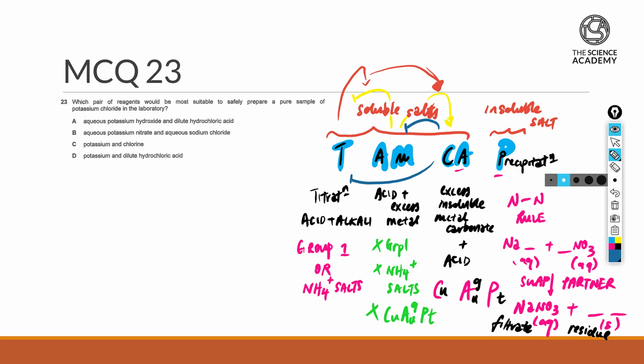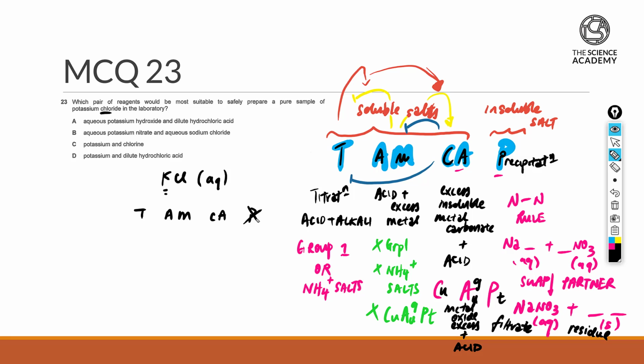Now, some schools also give an alternate method that instead of using excess insoluble metal carbonate, this method could be done using a metal oxide in excess plus acid. So with such a big summary, we are tasked to create a pure sample of potassium chloride. Now, potassium chloride, investigating its solubility, is actually an aqueous salt because all potassium salts are aqueous. So within T, AM, Ca, and P, I will have to rule out precipitation as a viable method.